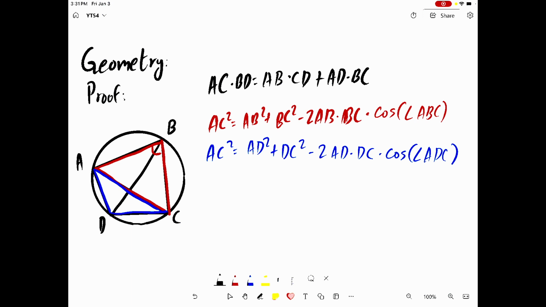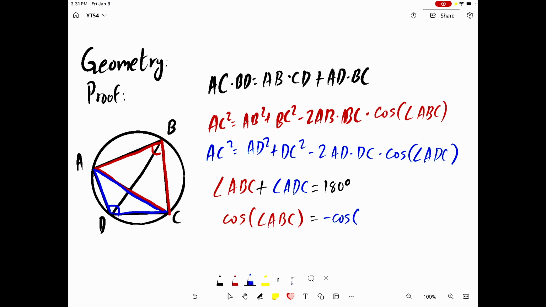But before we equate them, we've got to establish a relationship between the two cosines. Now this is pretty easy because in a cyclic quadrilateral, opposite angles are supplementary. That means angle ABC plus angle ADC is equal to 180 degrees. That means the cosine of angle ABC is equal to the negative cosine of angle ADC. So that's pretty much how we're going to relate the cosines.